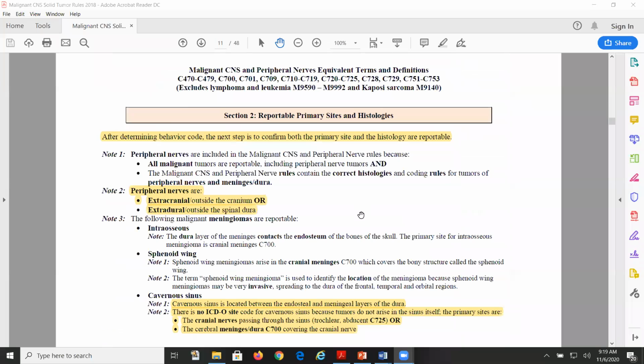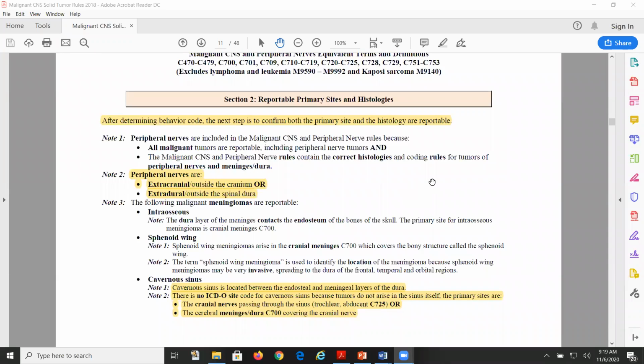Okay, moving on to step 2, our reportable primary sites and histology. So after you have determined your behavior code, the next step is to confirm that both the primary site and the histology are reportable. Peripheral nerves are extracranial or extradural. Extracranial is outside the cranium and extradural is outside the spinal dura.